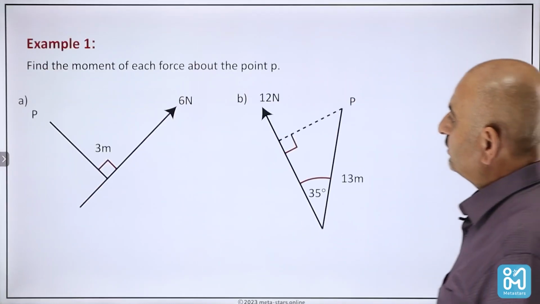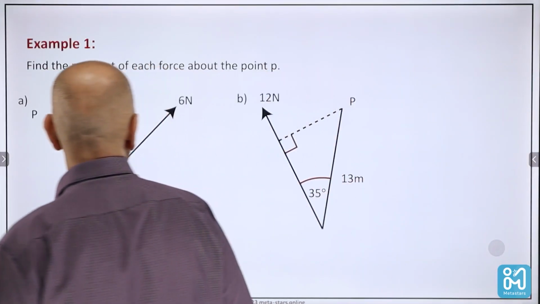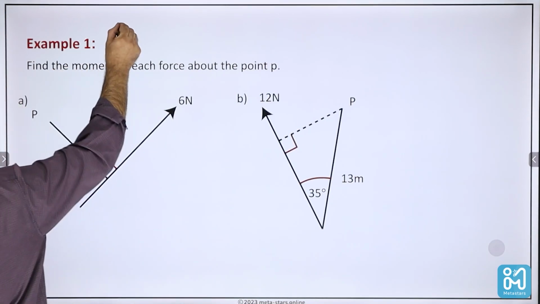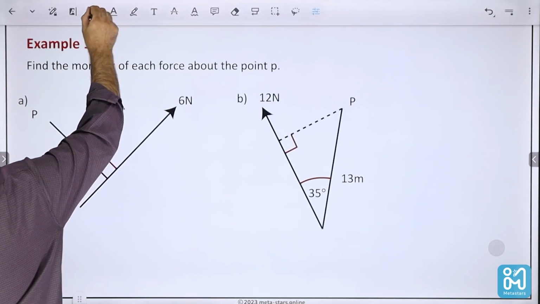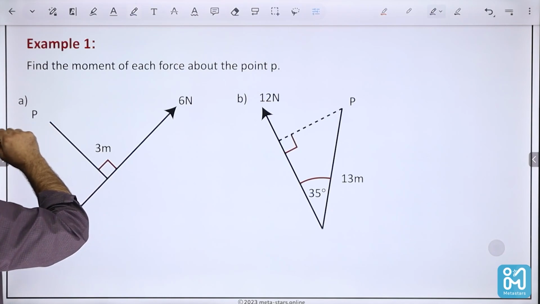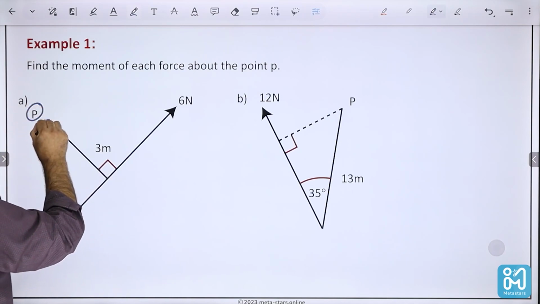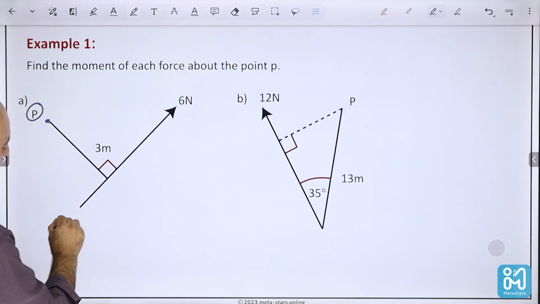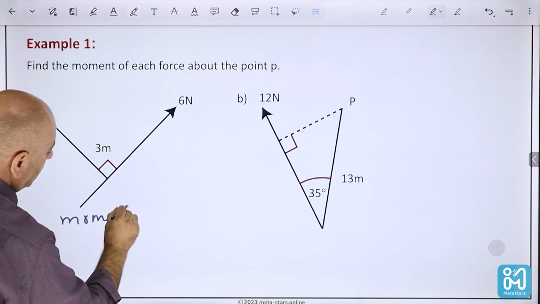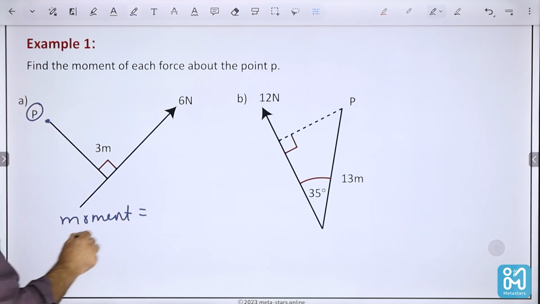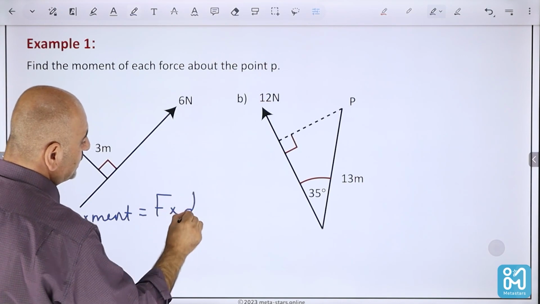Well, here is some practice. Find the moment of each force about the point P. Point P is your pivot. That's the point around which rotation occurs. So this is the pivot over here, and you're going to calculate moment. Moment equals force times distance. What's the force? Force times perpendicular distance.